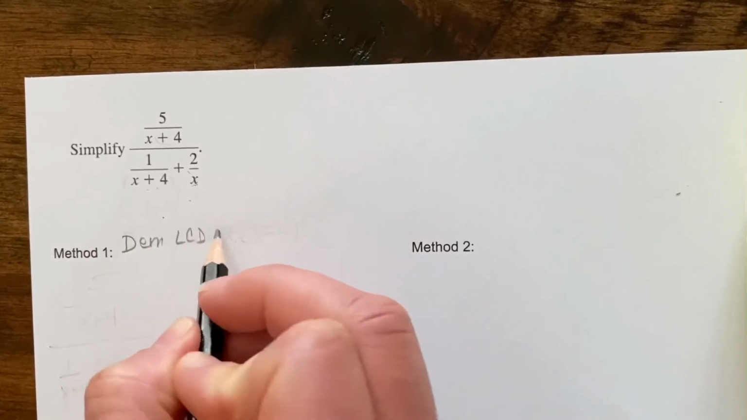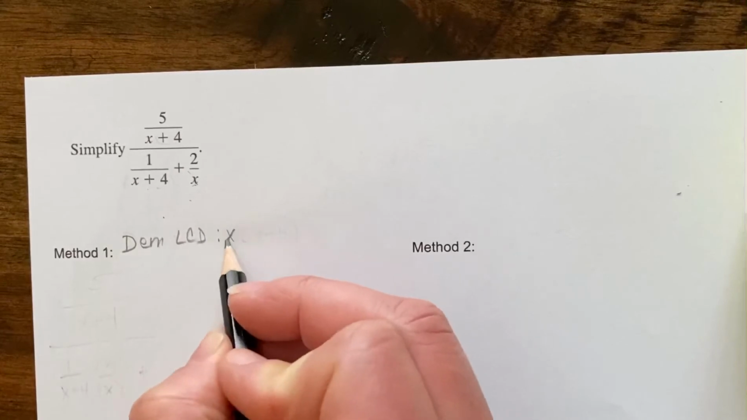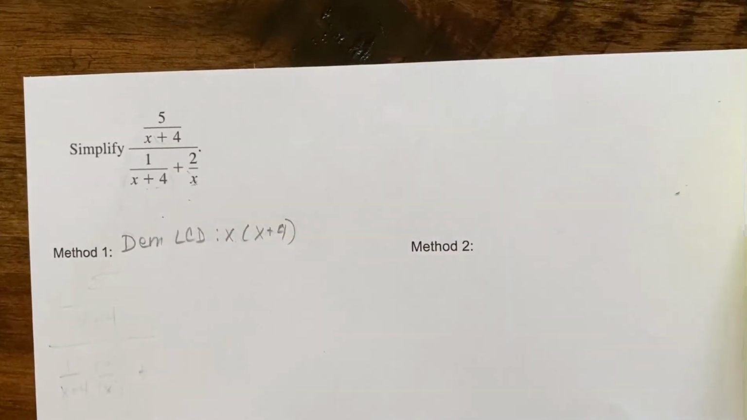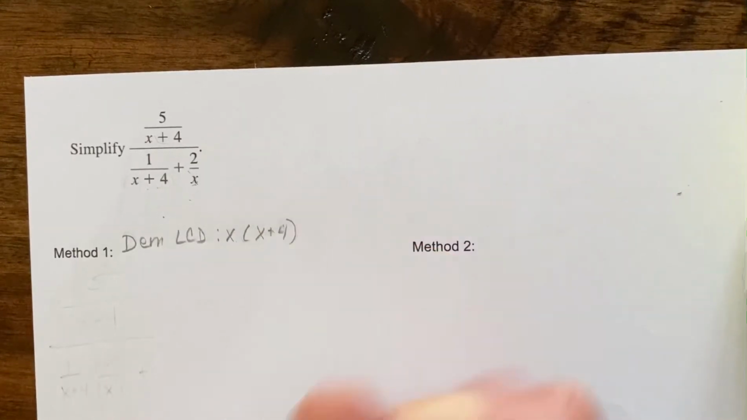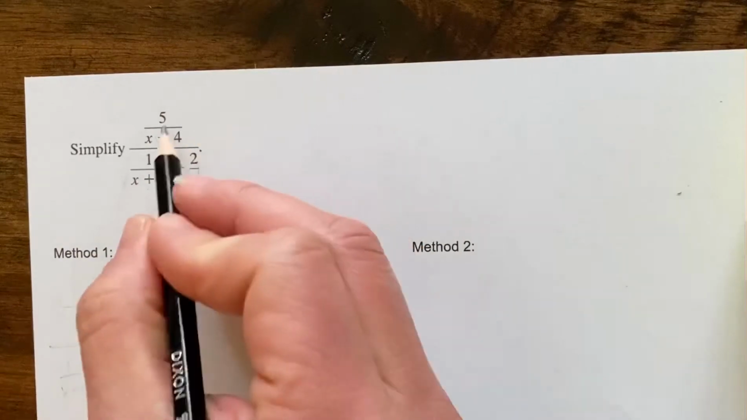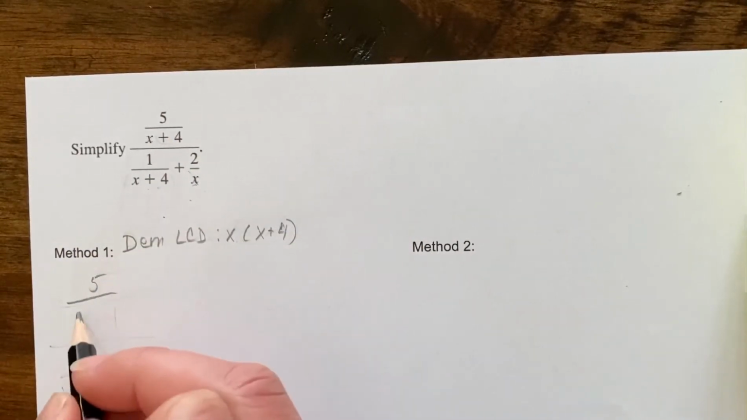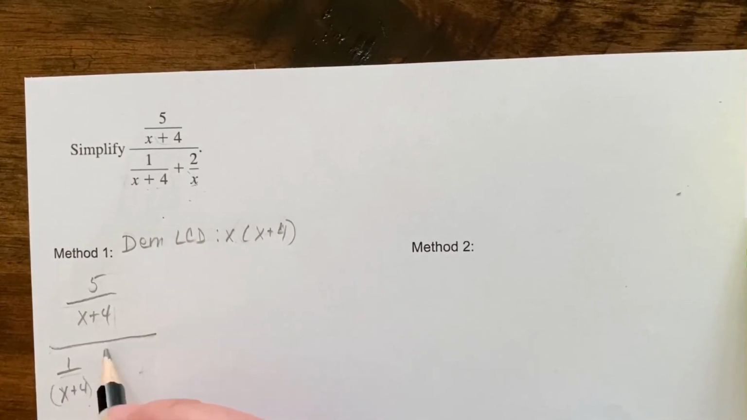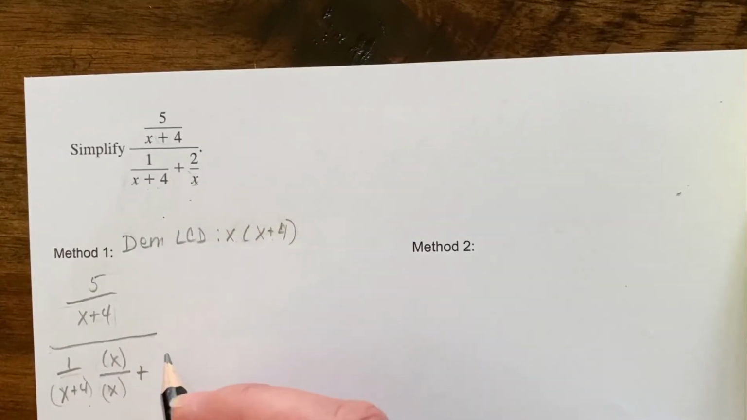So I need the least common denominator here, and that's going to be found just by multiplying those two denominators together, okay? So x plus 4. And then we're going to take that and rewrite here. So I have 5 over x plus 4, all that over 1 over x plus 4. So I'm going to multiply this top and bottom by x. And then my second fraction, I'm going to multiply top and bottom by x plus 4.